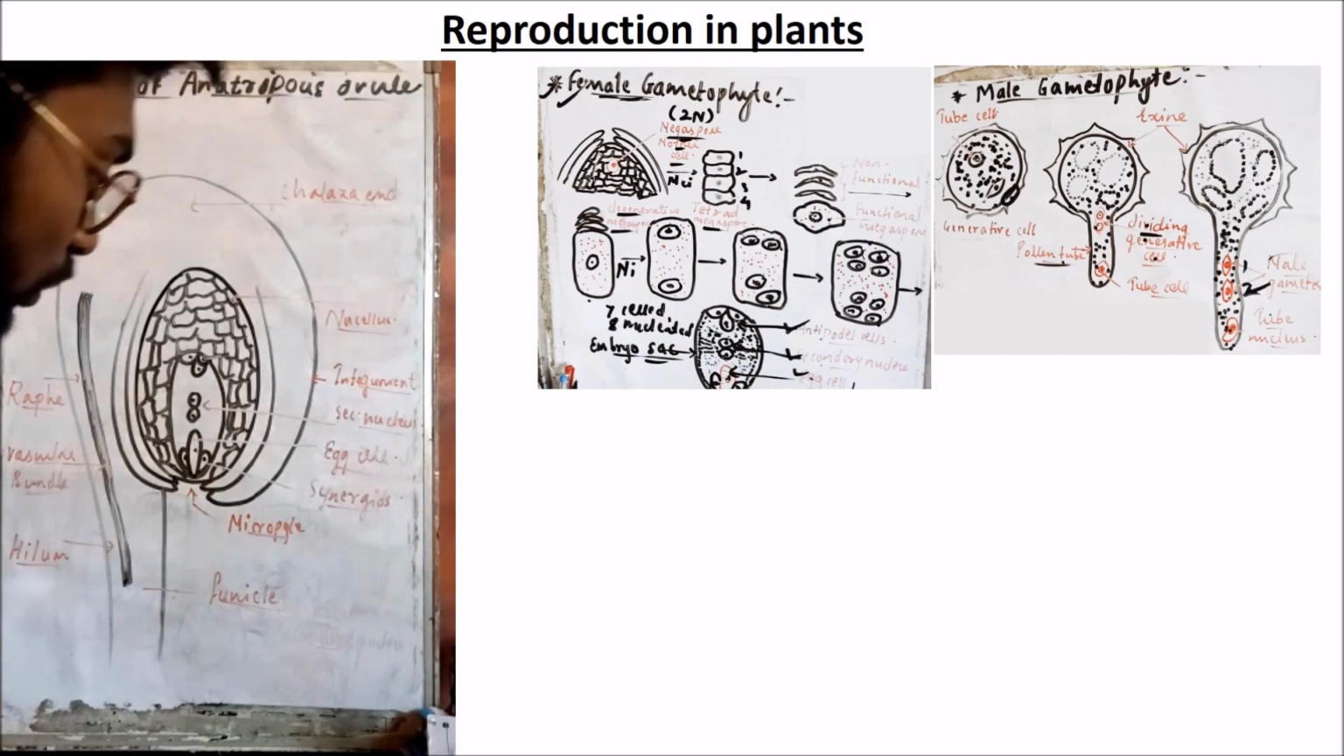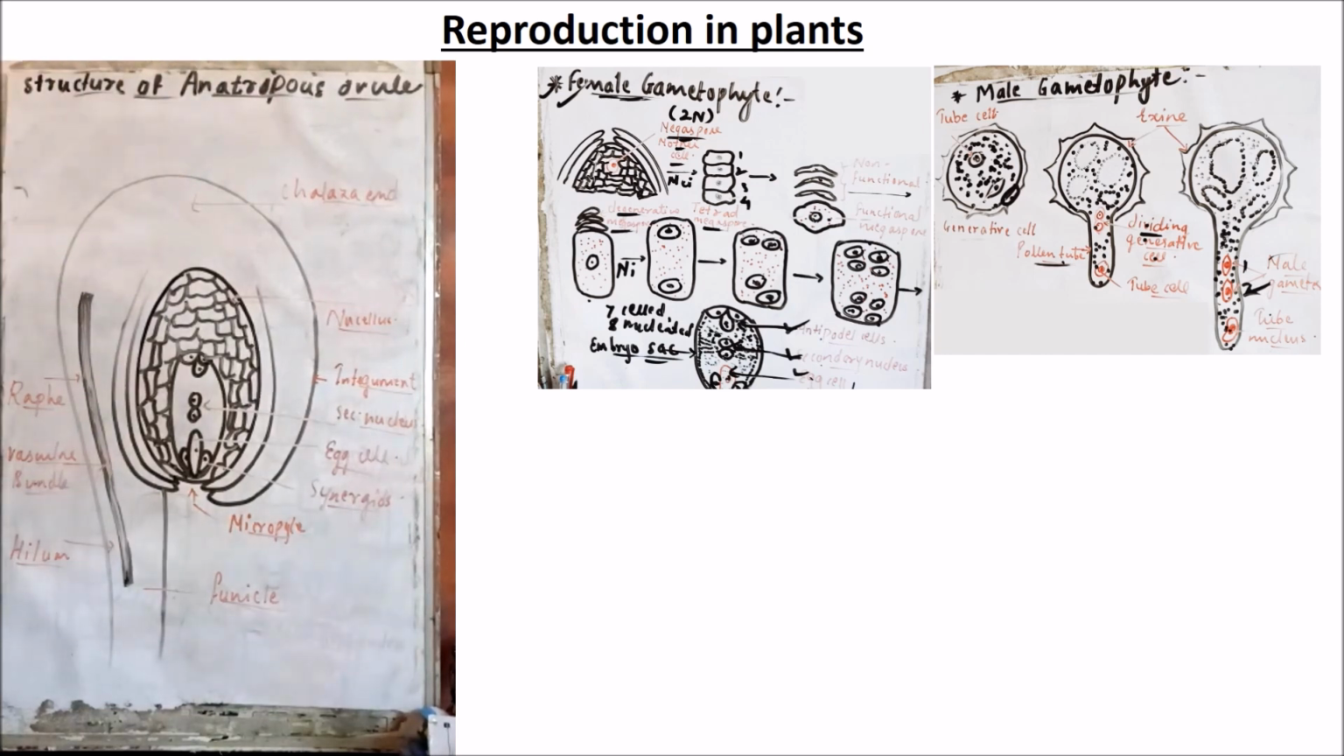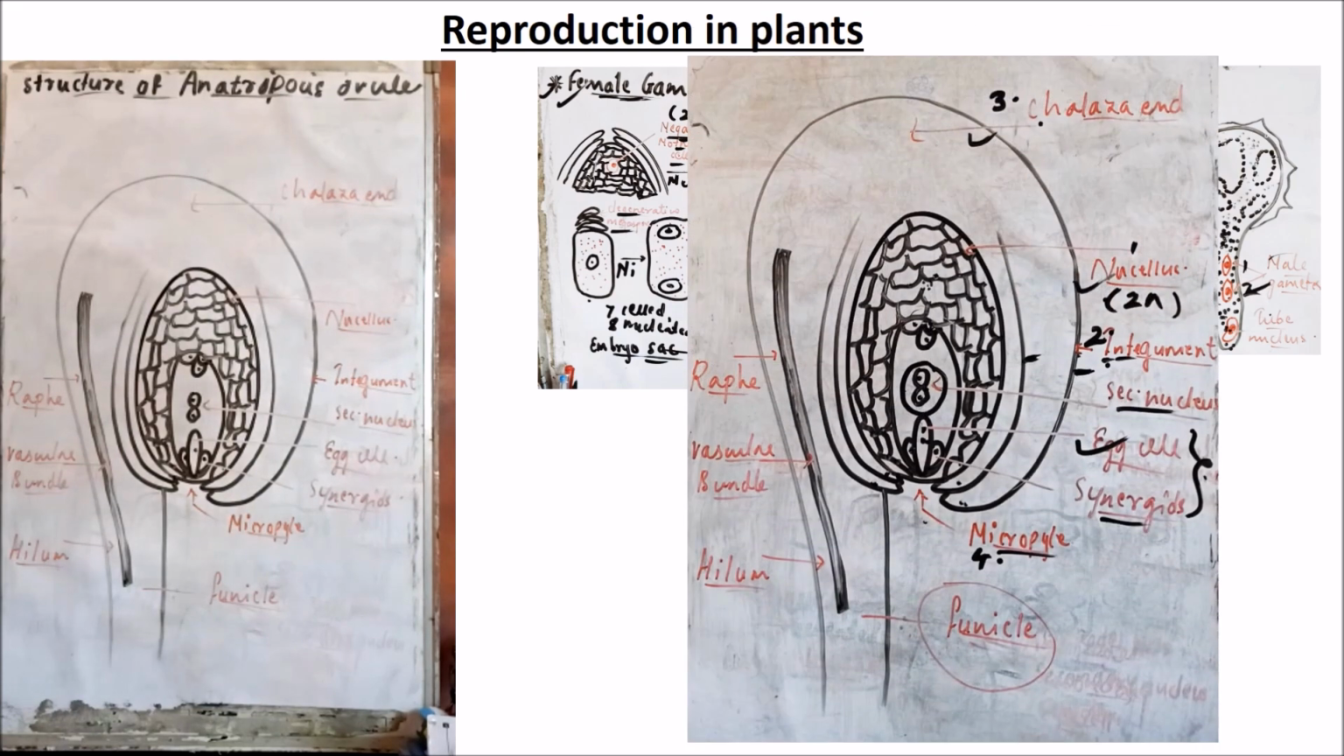Okay, the next topic is the structure of an anatropous ovule. So let's first try to understand what an anatropous ovule is. An anatropous ovule is a completely inverted ovule turned back 180 degrees on its top, right? So you can see this ovule is completely inverted, making a 180 degree angle on its top. That is an anatropous ovule.